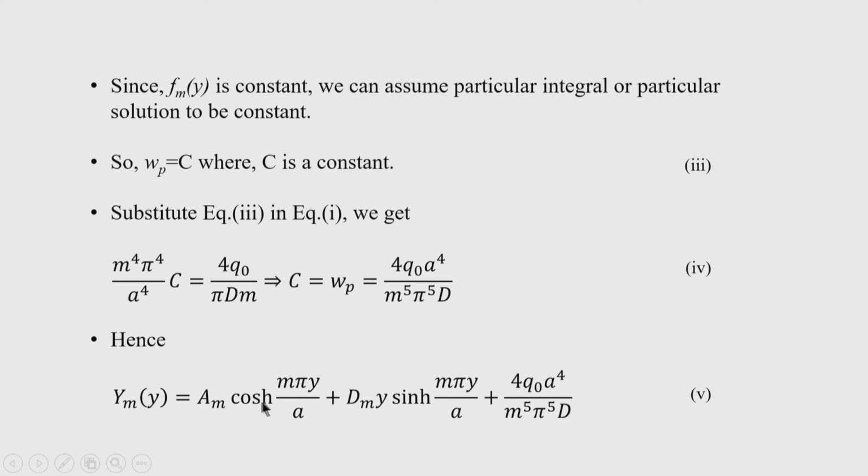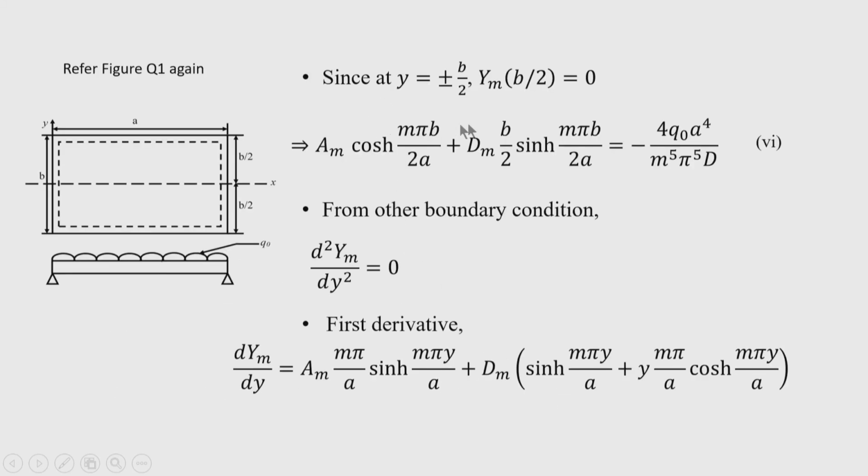So, a_m cosh(m pi b / 2a) plus d_m (m b / 2) sinh(m pi b / 2a) plus this term due to the particular solution, 4 q naught a to the power 4 divided by m to the power 5 pi to the power 5 D. Okay. So, this term is written, and this constant term is transferred to the right hand side with q naught.